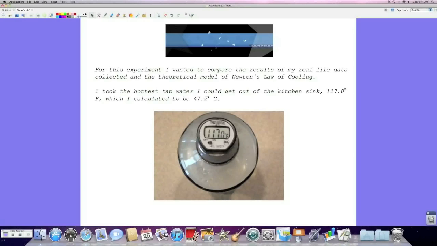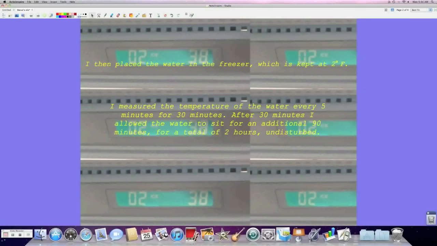So what I did is I took the hottest tap water that I could get out of the kitchen sink, which was 117 degrees Fahrenheit, which equals 47.2 degrees Celsius. I then placed the water in the freezer, which is kept at 2 degrees Fahrenheit. My refrigerator actually has a display of actual temperature in the freezer, so I was able to verify that I was able to maintain that temperature in the freezer.